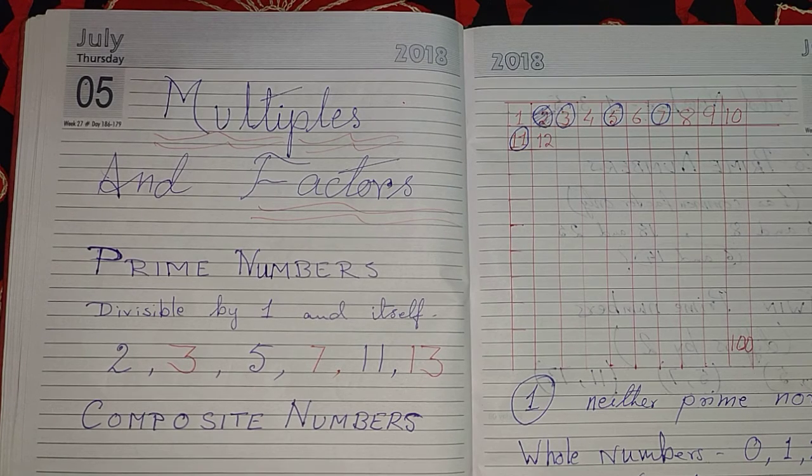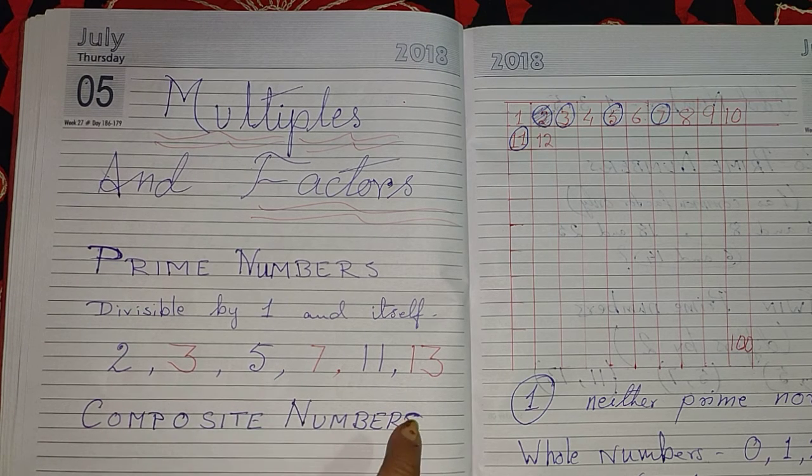In my next class, I will give you this table marking the prime numbers. Then you can check from what you have done and get the correct numbers. Now 2, 3, 5, 7, 11, 13, these are prime numbers.